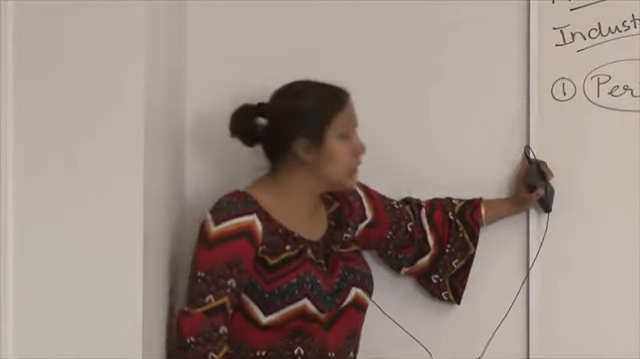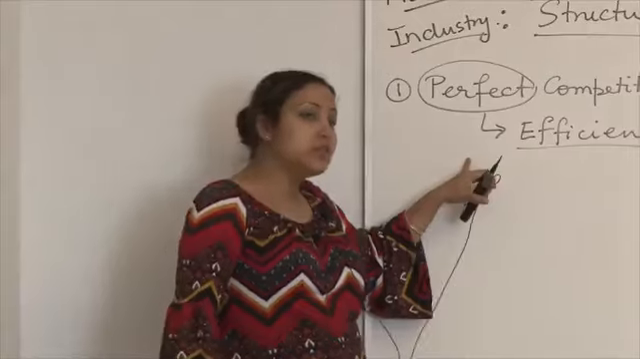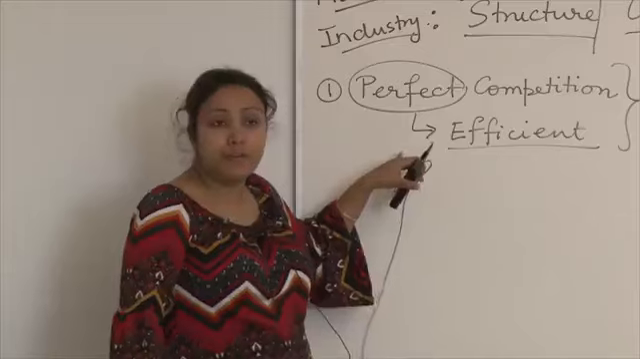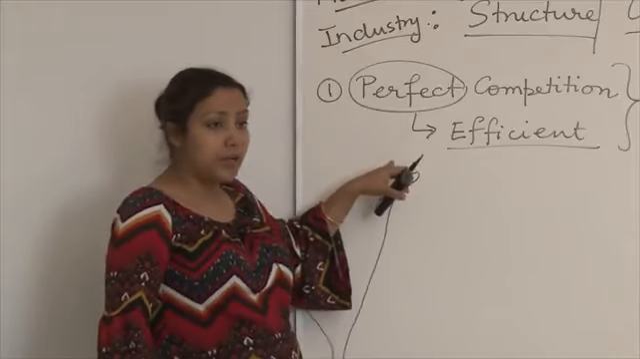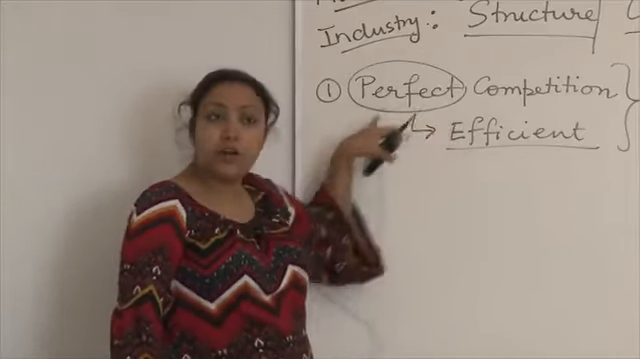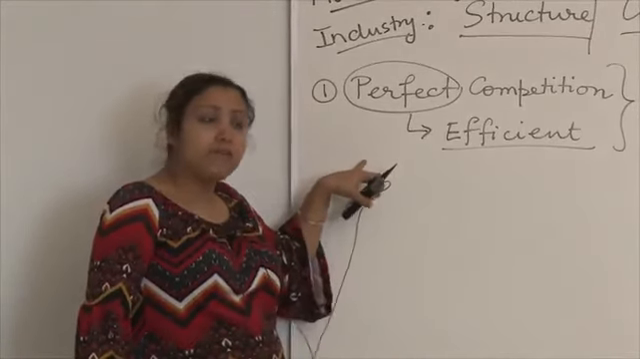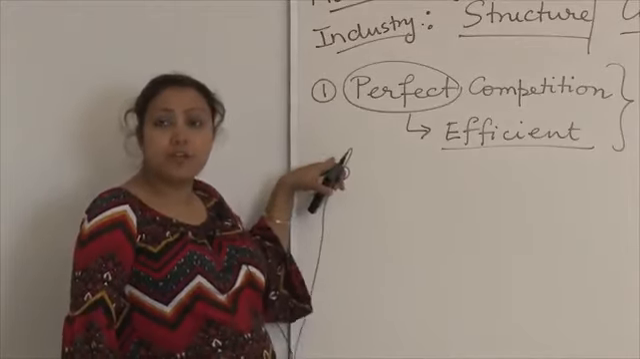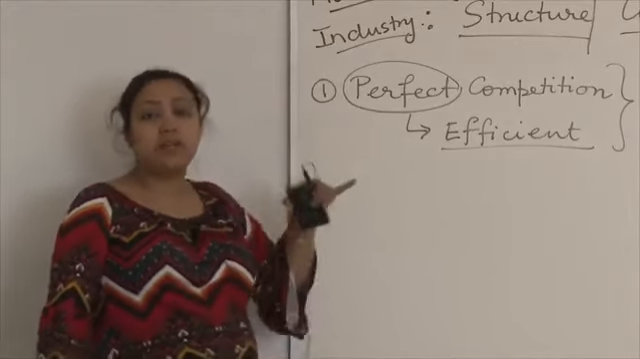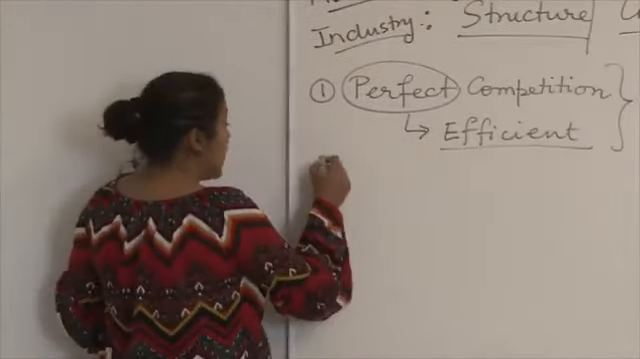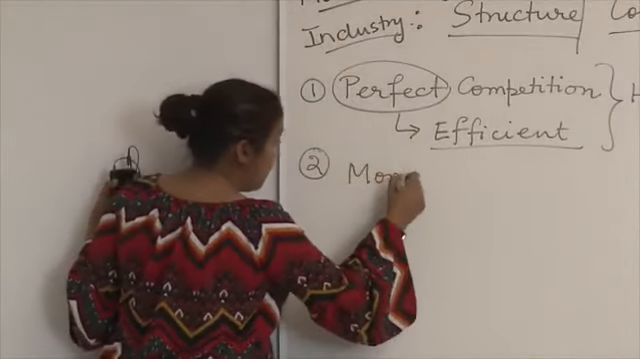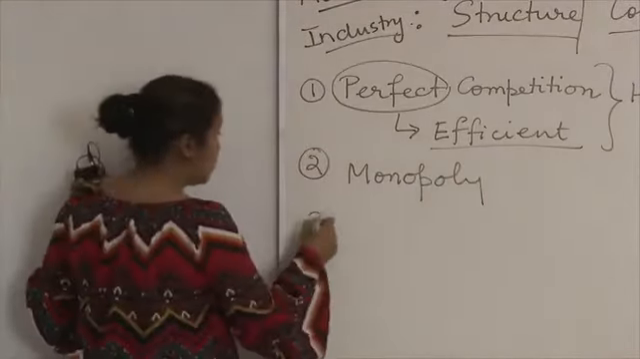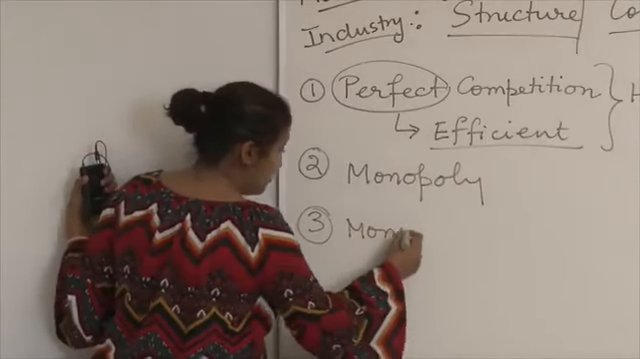The reason being that since it is the most perfect one, since it is the most efficient one, this serves as the benchmark. This serves as a reference. So, every other market is some kind of deviation around perfect competition. That is why the perfectly competitive market acts as a reference or a yardstick for evaluating other market structures. The second market structure is a monopoly, and the third market structure is monopolistic competition.